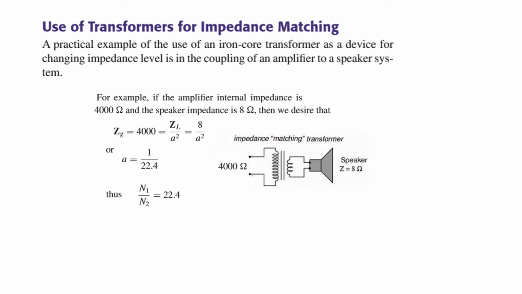And what is the effect of this? You can see that the impedance on the primary side is 400, ZG, or we can say Z input here, and we know that this is equal to ZL over A square, 8 over A square, and so from here we can see that A is 1 over 22.4. That means N1 over N2, which is 1 over A, is 22.4. So if we have a transformer of this turn ratio, then we can match the output with the input.